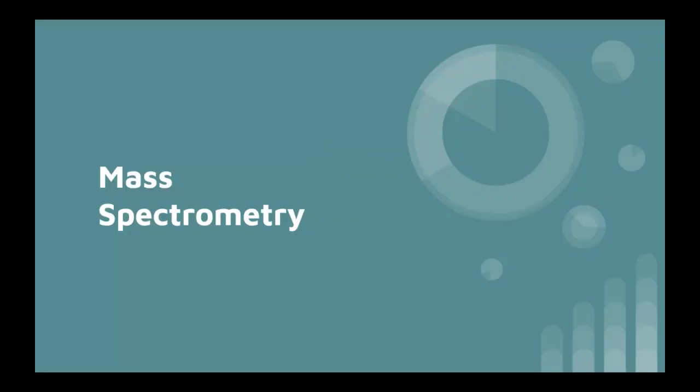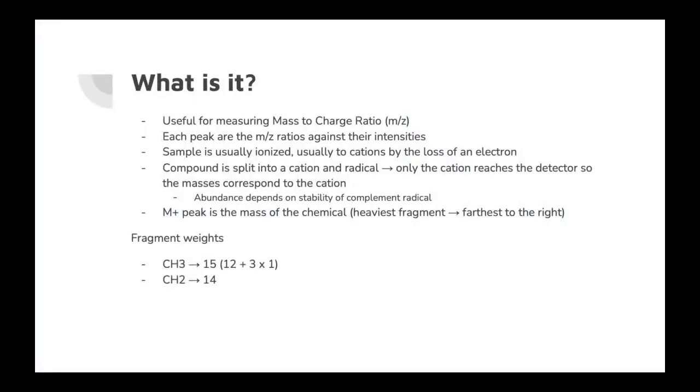And then lastly, we have mass spec. So it's useful for measuring the mass to charge ratio, and the peaks are going to be the M to Z ratios plotted against their intensities. So the sample is going to be ionized, usually to cations, by the loss of an electron. And the compound gets split into a cation and a radical, and only the cation is going to reach the detector. So remember, the masses on a mass spec are going to correspond to the mass of the cation.